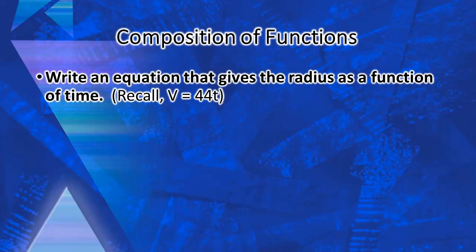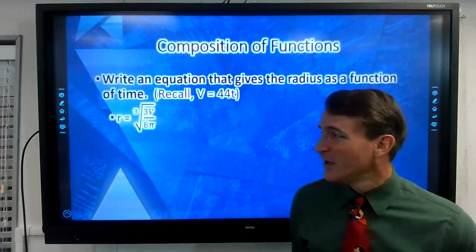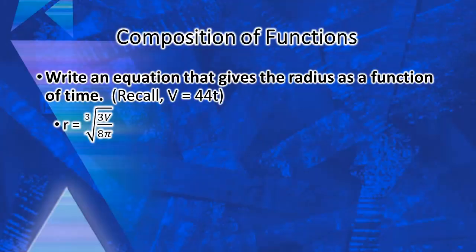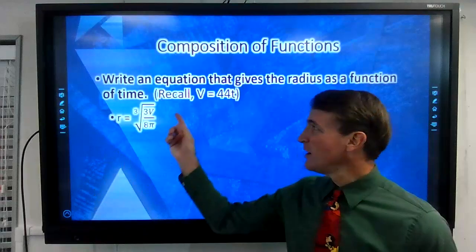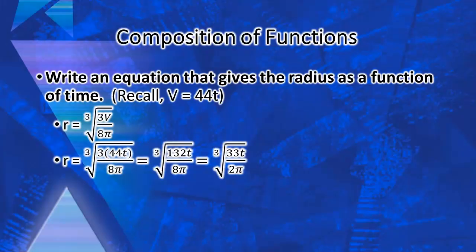Here we have the question of write an equation that gives the radius as a function of time. So I do want to point out that we already solved that V is equal to 44t, and we already have the radius. But this time we want the radius as a function of time, meaning if I plug in a certain amount of time, I want to be able to find what is the radius of the balloon at that particular moment. First thing I would do is I would substitute in my equation here at the bottom that V for what V is equal to, which is 44t.